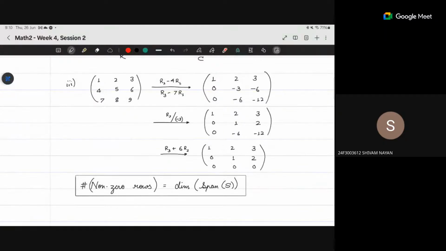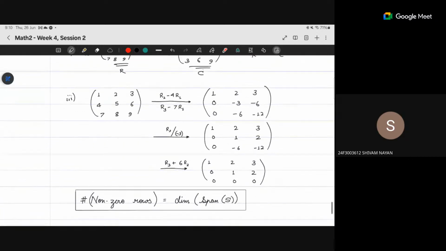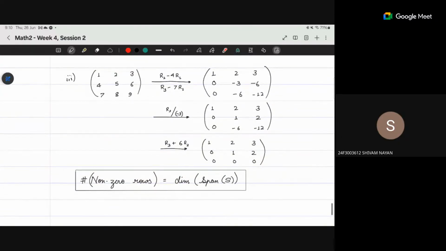The more well-defined way again comes from the row reduction method. You take the vectors, place them as the rows of a matrix, row reduce that to get the REF, and then count the number of non-zero rows. This gives you the dimension of the span of the set that is given to you. Is that fine? So the dimension of span of S is 2 right here. In this case, it is 2, yes.